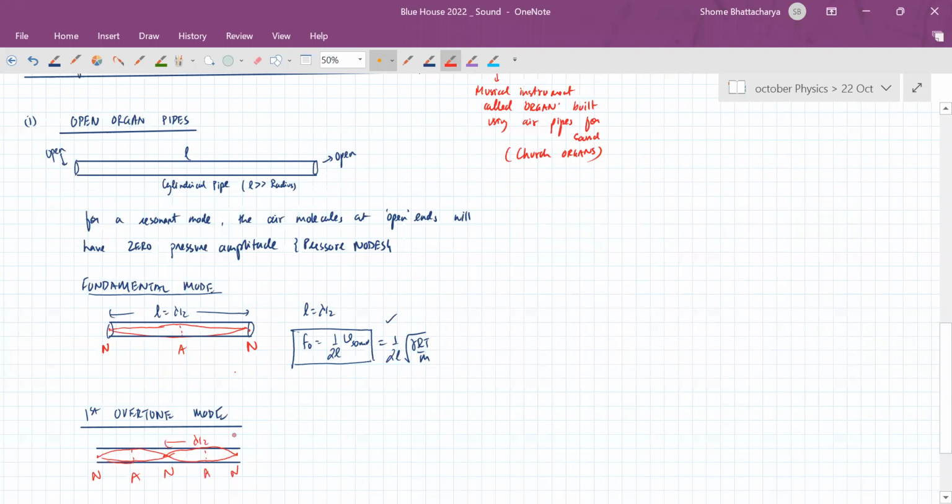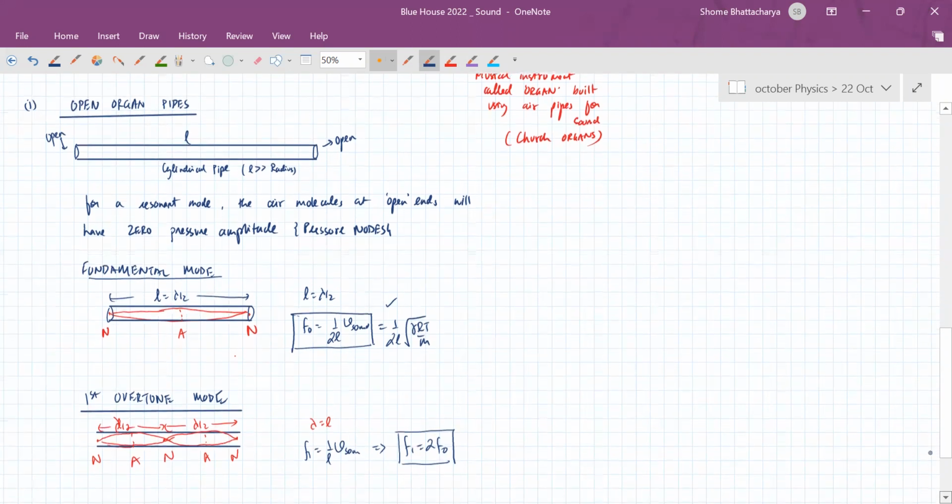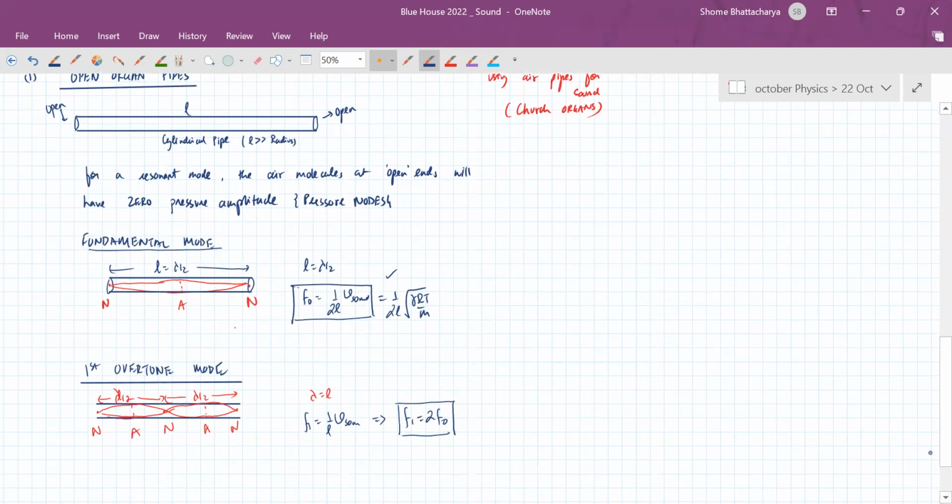So lambda is reduced to half of what it was in the previous fundamental mode. So we have lambda is equal to L. So frequency of the first overtone becomes 1 by L into speed of sound, or it becomes the second harmonic. So this is just like the string tied at both the ends. It's the same sequence that we'll get for overtones. Only in the formula, the speed of the traveling transverse wave, square root of tension by linear mass density, is replaced with speed of sound, which is square root of gamma RT by M.